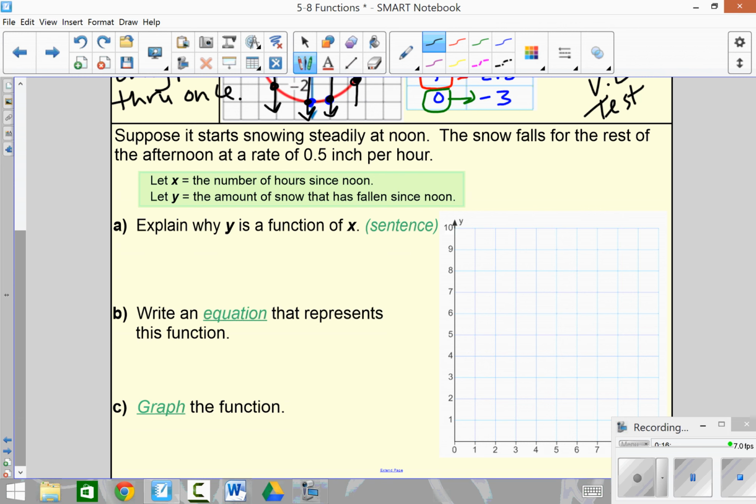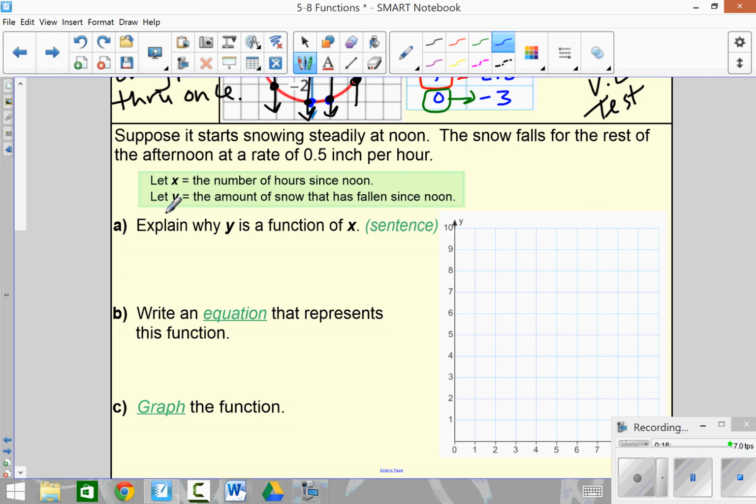Let's take a look at it and see why it's a function. It says, suppose it starts snowing steadily at noon. The snow falls for the rest of the afternoon at a rate of 0.5 inches per hour. X is the number of hours since noon. Y is the amount of snow that has fallen since noon. Part A, can you explain why y is a function of x? Why is y a function of x? Why is this a function?